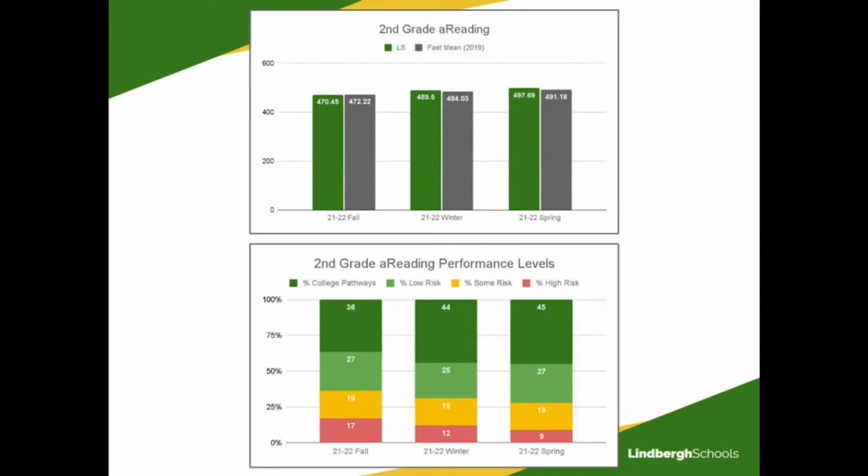Now, this is just a satellite view. We, of course, always dig deeper, but it's nice to see that we cut the high risk in half, from 17 to 9%, with the second grade A reading. So that's one of the tests.